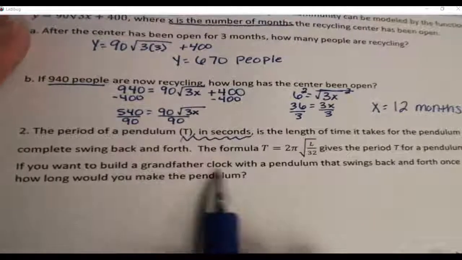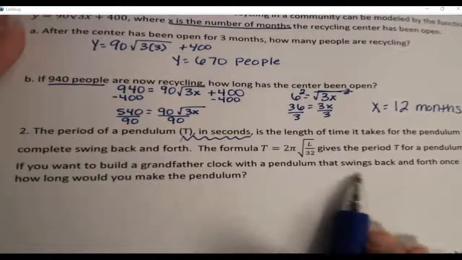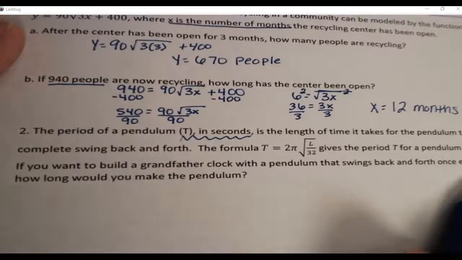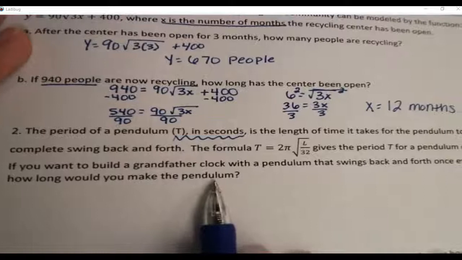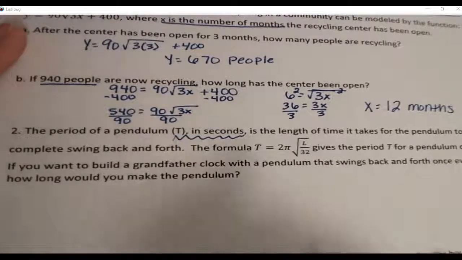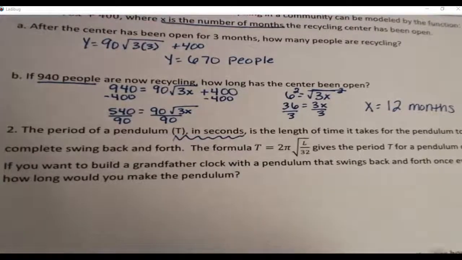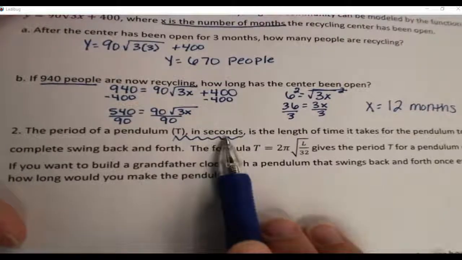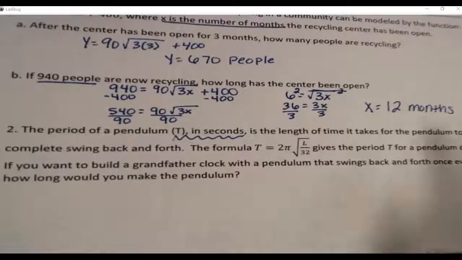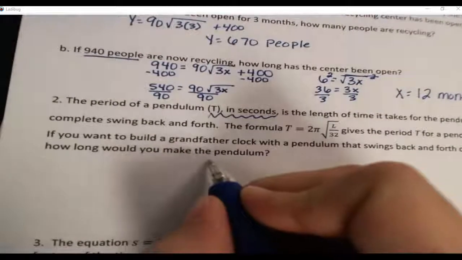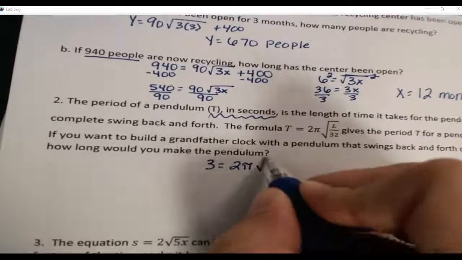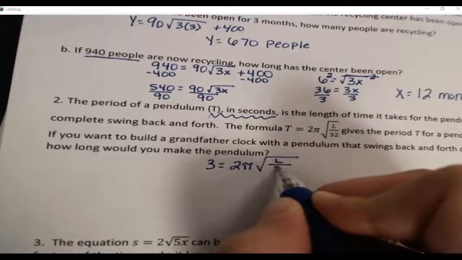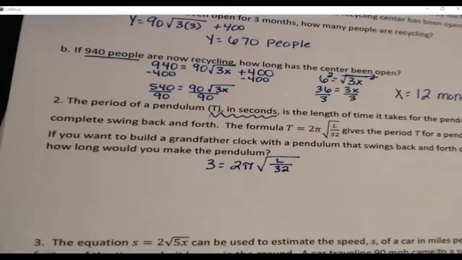So we want to build a grandfather clock with a pendulum that swings back and forth every 3 seconds. How long would you make the pendulum? So I know 3 seconds. Is that going to be T or L? T, good, because T is our time in seconds. So we take that 3 and we plug it in. So 3 equals 2 pi square root of L divided by 32.